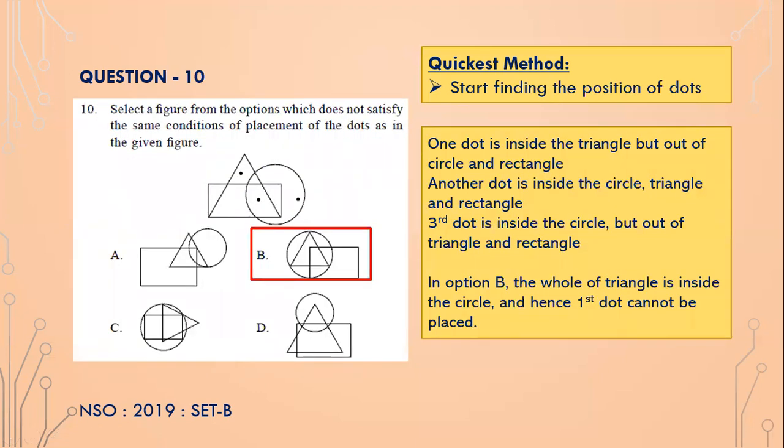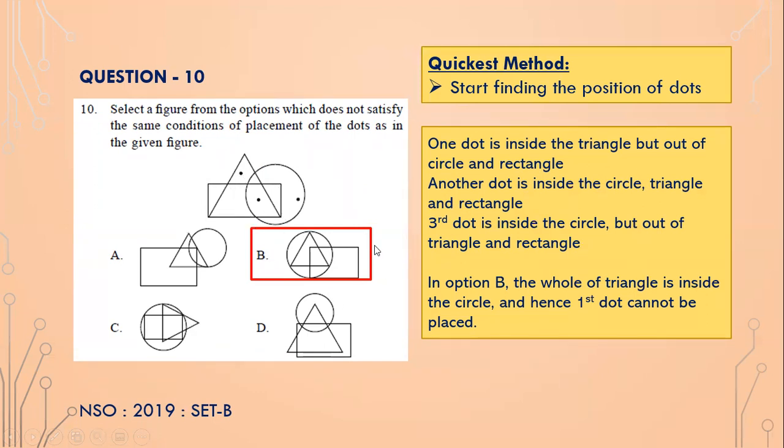Select a figure from the options which does not satisfy the same conditions of placement of dots as in the given figure. So you have to find the placement of dots. The first dot is inside the triangle, but out of the circle and out of the rectangle. Another dot is inside the triangle, rectangle, and circle. The second dot, and the third dot is inside the circle, but out of the triangle and rectangle.